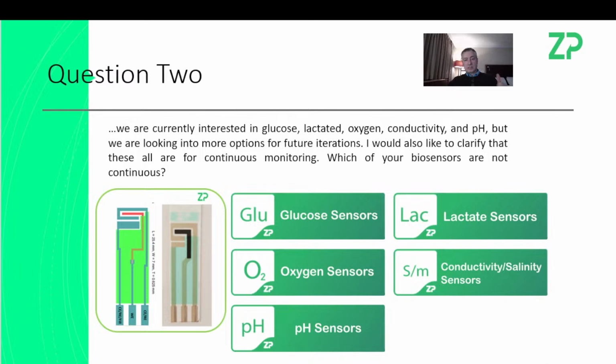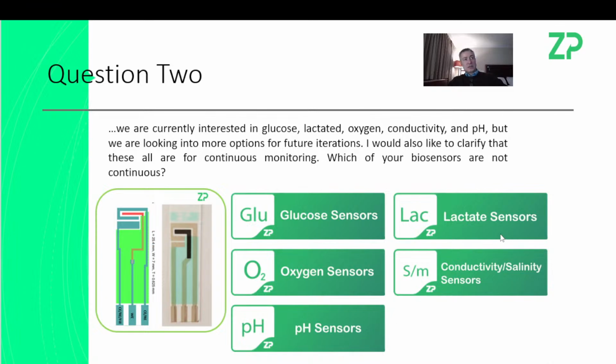So the glucose sensor is continuous. Later on in this presentation, I'll show you that one of these glucose sensors has been running 125 days minimum. It's probably been closer to a year at this point. So they are designed to be continuous. The oxygen sensor is designed to be continuous. The conductivity is continuous. The pH sensor is continuous.